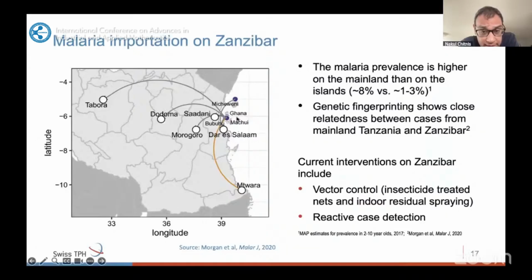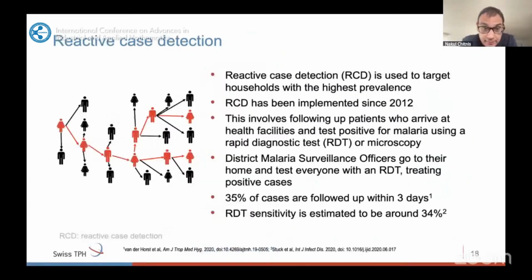And a lot of malaria in Zanzibar comes from outside, and genetic fingerprinting shows that there's very close relatedness between cases in Zanzibar and mainland Tanzania, and you can see the areas of Tanzania that have been importing malaria into Zanzibar. And the current interventions are reactive case detection and indoor residual spraying. And reactive case detection is really targeting houses. It's used when you have areas with low prevalence.